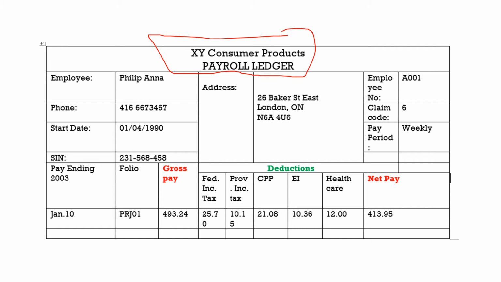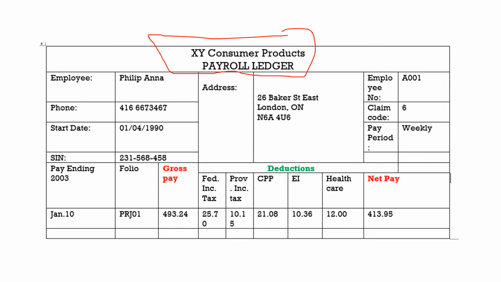So here we have federal. This guy is from Ontario, so we have federal tax, we have provincial tax, and we also have CPP, we have EI, we have health care. So for some of you who don't know, CPP is Canadian Pension Plan, and that's the amount of money that you receive when you retire or after retirement.